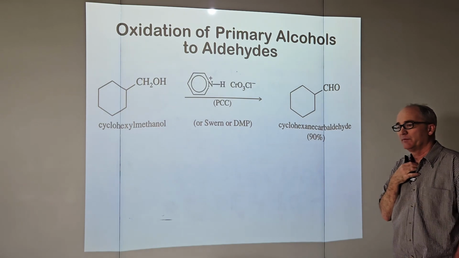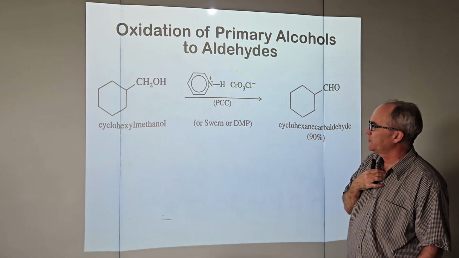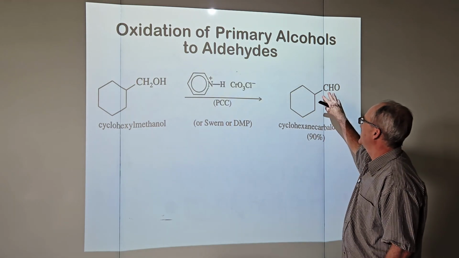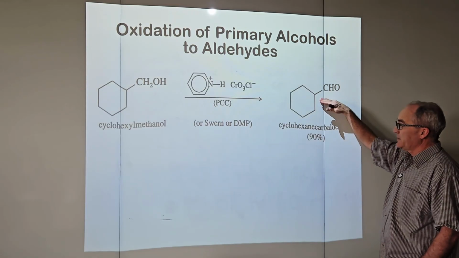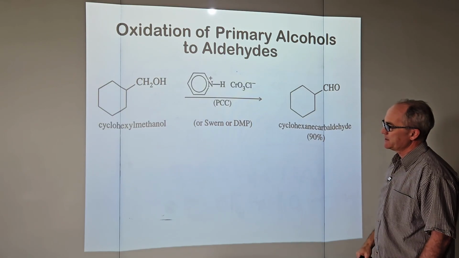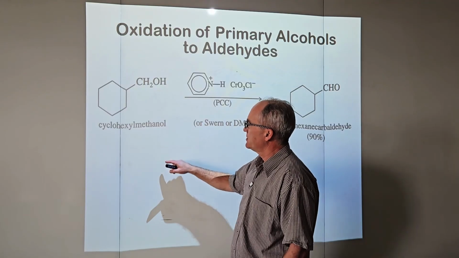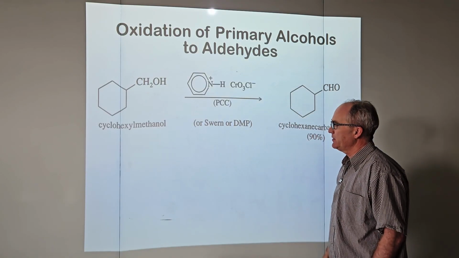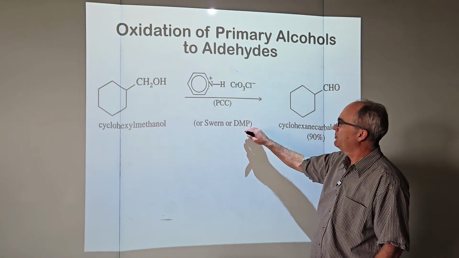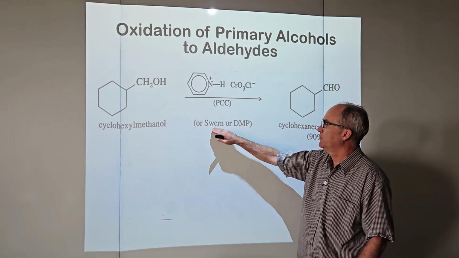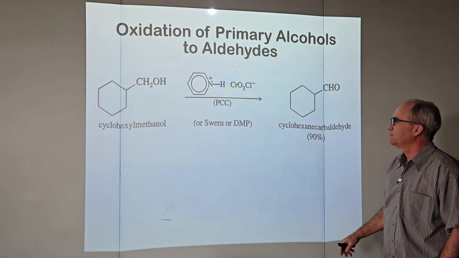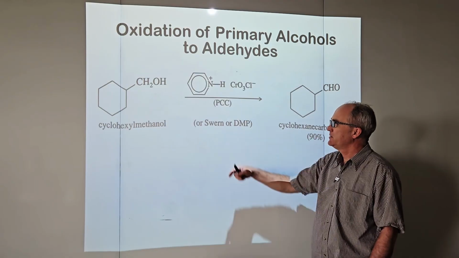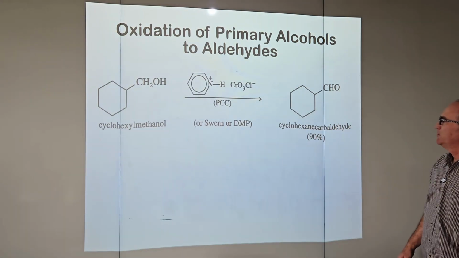So remember, the sodium dichromate in sulfuric acid doesn't stop at the aldehyde. It goes all the way to the carboxylic acid. So here's cyclohexylmethanol and PCP. These are some other oxidizing agents. We don't really care about them. PCC is the only one you need to know.